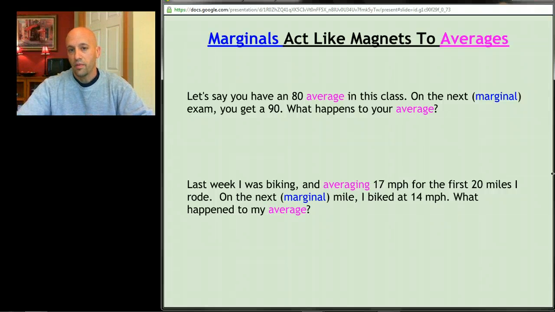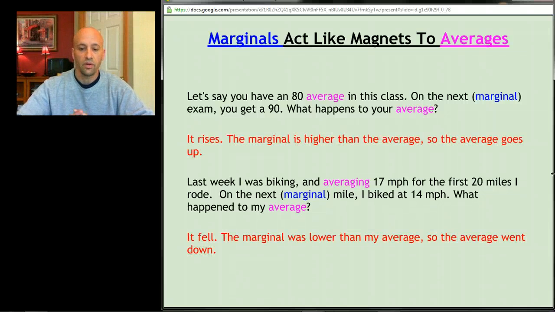So to understand what I'm talking about, let's take a couple of simple examples. Let's say you have an 80 average in this class. And on your next, or marginal, right, that's what marginal means, additional or change. On your next exam, your marginal exam, you get a 90. What has to happen to your average? Or, let's say that last week I was biking, and I was averaging 17 miles an hour for the first 20 miles that I rode. And let's say that on the next mile, that marginal mile, I biked at 14 miles an hour. What has to happen to my average?